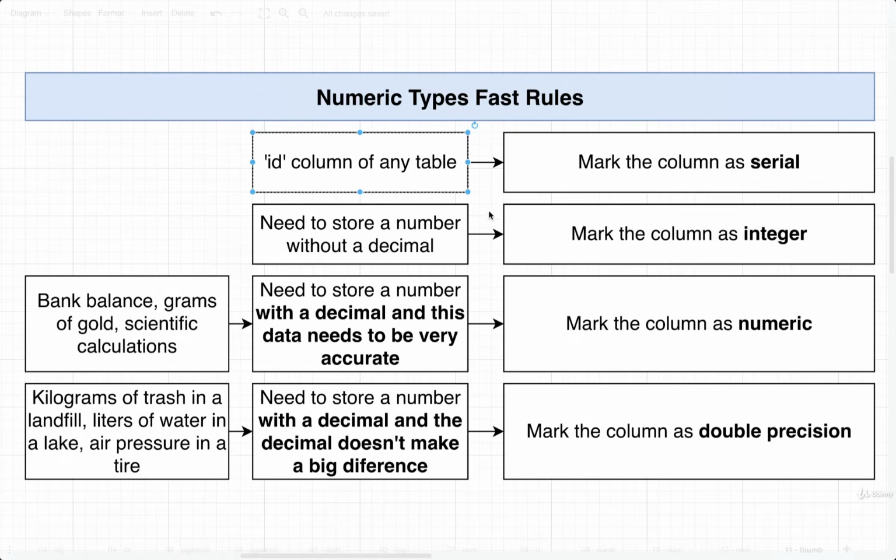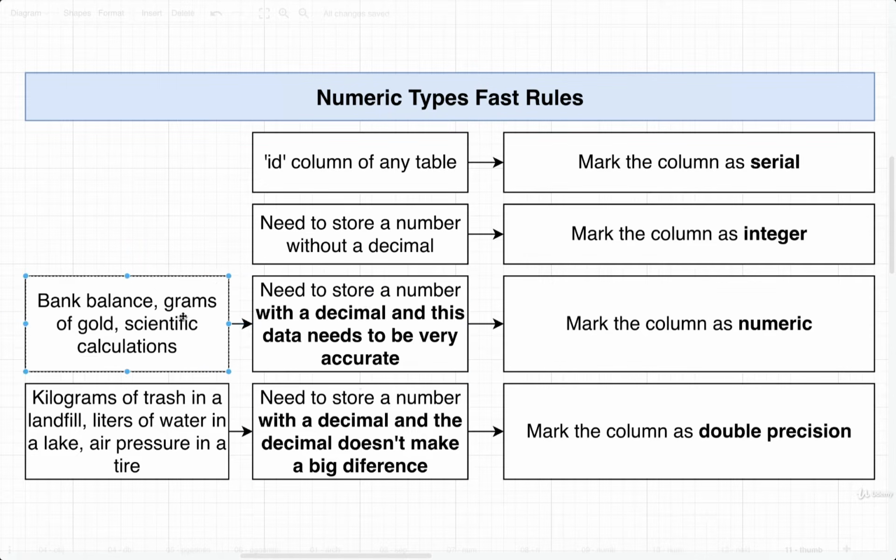First rule, if we're ever trying to define the ID column of a table, we're going to mark the column as serial. That's pretty much it. If we are ever trying to store a number that is not going to have a decimal on it, we're going to mark the column as integer. That's pretty much it. Those first 2 are pretty simple and straightforward. The next 2 after that are going to be just a little bit more challenging.